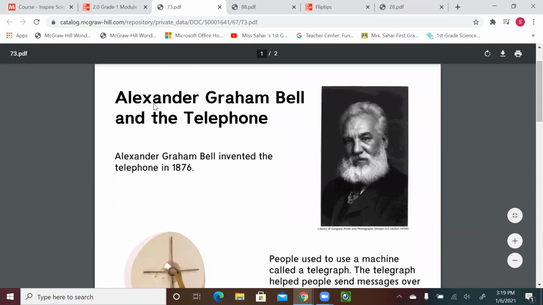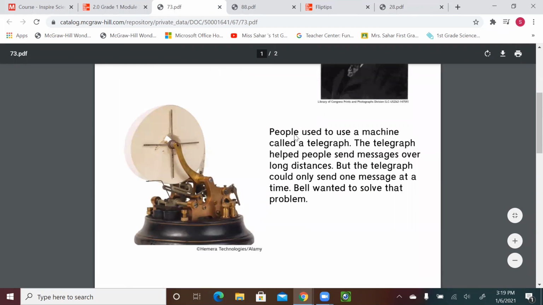All right, so please pay attention. Alexander Graham Bell and the telephone. Alexander Graham Bell invented the telephone in 1876. People used to use a machine called the telegraph. The telegraph helped people send messages over long distances, but the telegraph could only send one message at a time. Bell wanted to solve that problem, so he figured out the problem: the telegraph sends a message, but one at a time. So that means it takes a long time to send your message.